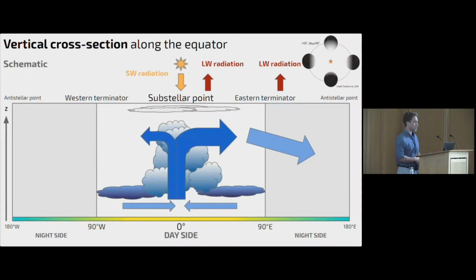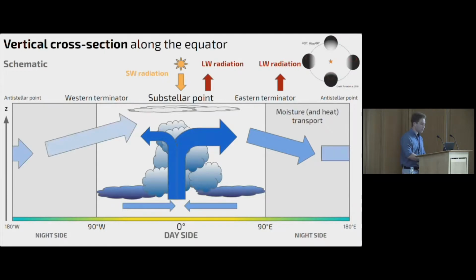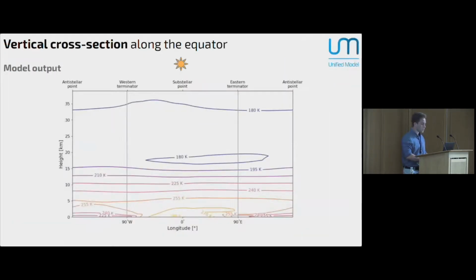And this heat and moisture transport eventually merges with the upper atmosphere equatorial jet and is being transported to the night side of the planet. And in the absence of the dynamical ocean, this atmospheric heat transport is, of course, the only source of energy for the night side. And this is indeed what we see from a GCM output.